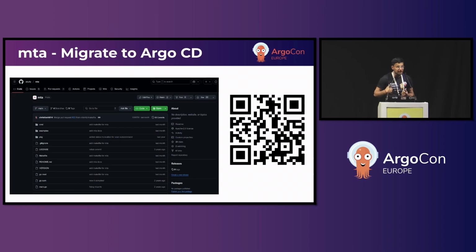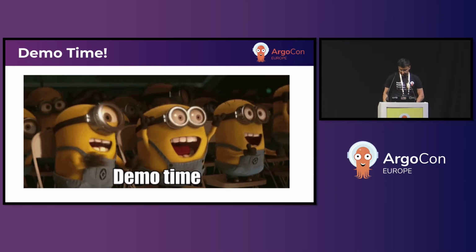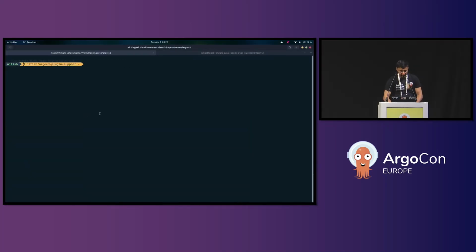All right, so as a part of this demonstration, we're going to take a look at MTA. This is one of the plugins that we at Akuity created. It's in pre-alpha stage, so we're going to show a demo of how this looks. It generally lets you convert your Flux components to Argo CD-compatible custom resources. You can scan the QR code there and take a look at this repository. All right, it's demo time. Let's get started then.